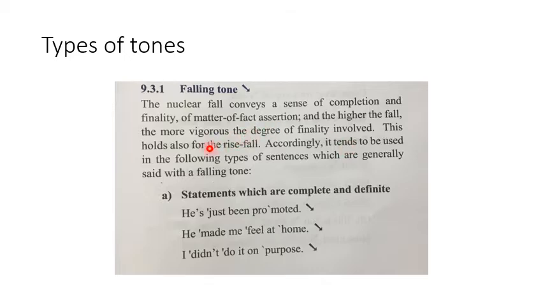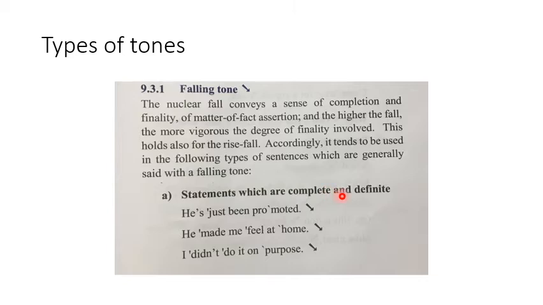This holds also for the rise fall. زي ما حكينا we're not interested in the rise fall أو fall rise tones. أوكي؟ نسيب هدول على جنب. إذا نكمل. Accordingly it tends to be used in the following types of sentences which are generally said with a falling tone. إذا مين أنواع الجمل اللي بيكون فيها falling tone؟ خلينا نشوف number 1.